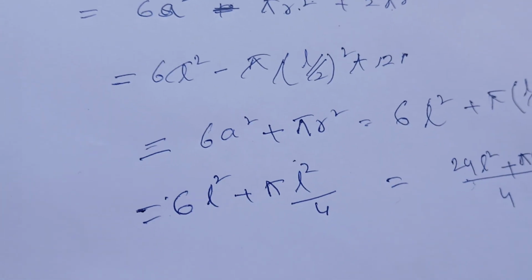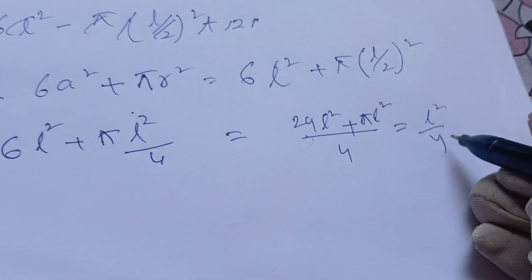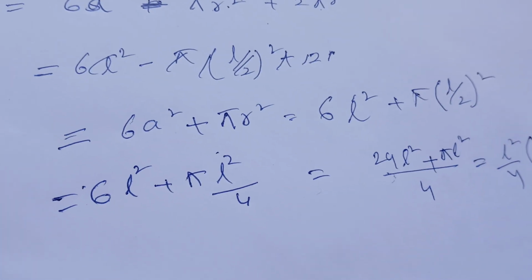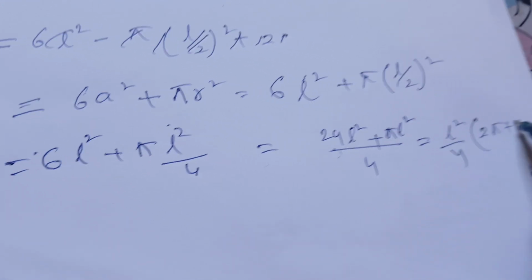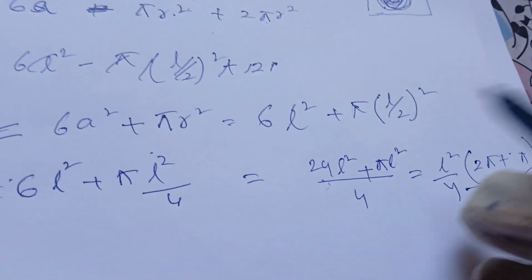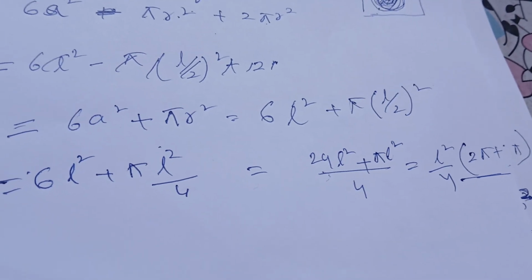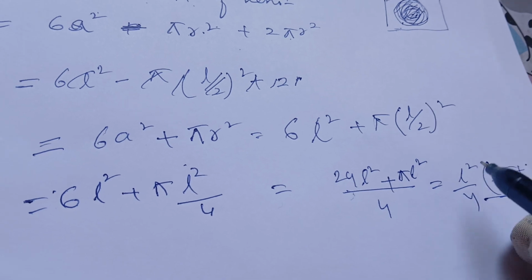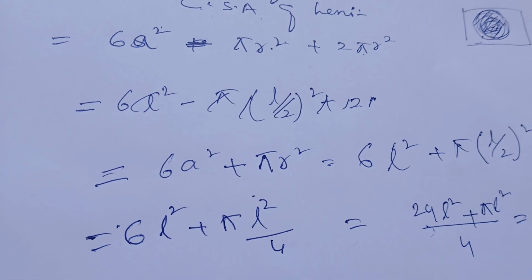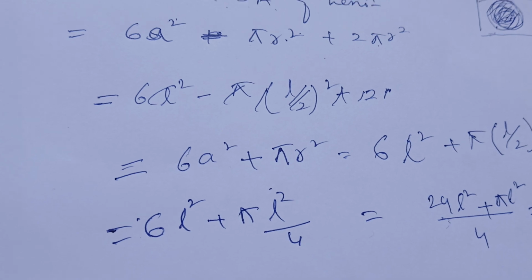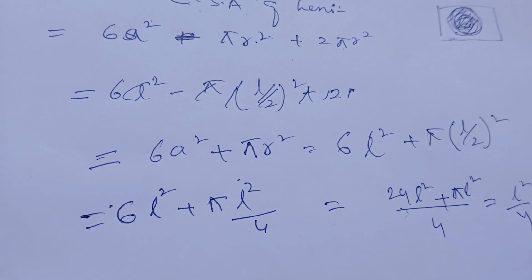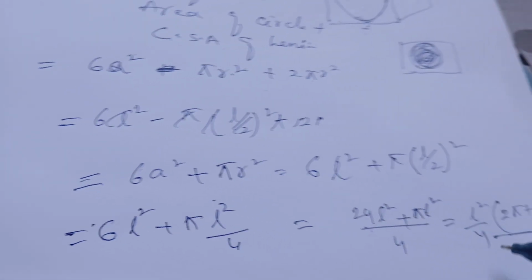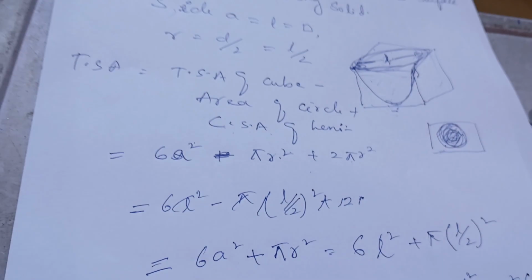So what will be remaining? If we take L square by 4 common, inside there will be 24 plus pi. We have taken L square by 4 common, so inside there will be 24 plus pi, all by 4. Is it clear? Our answer is L square by 4 times the bracket. If you want to note this down, you can note it down.